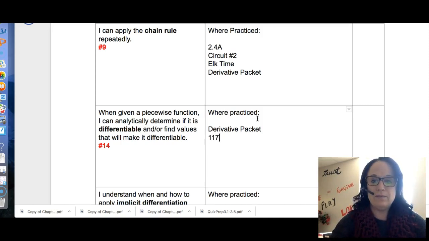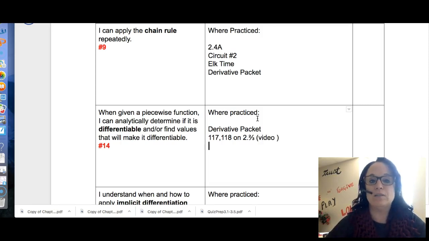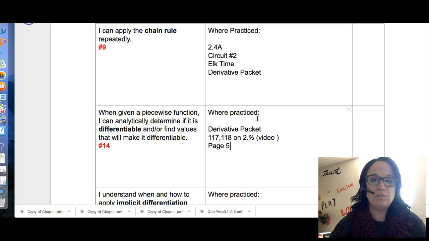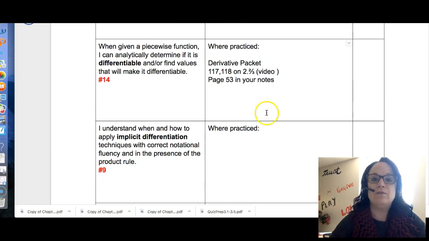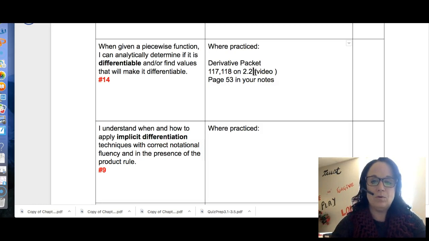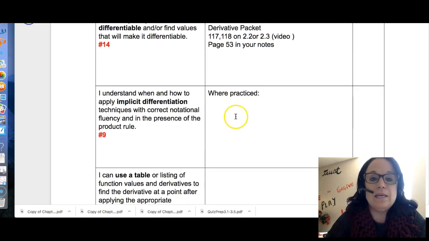There was a number 117 and number 118 on 2.2 or 2.3. I can't remember. But there's a video in Schoology of those two, so you might want to go watch that video if you just copied those two out of the back of the book. Also, page 53 in your notes, we did 2 of them. So you might want to go take a look at if you know how to do that. It was either 2.2 or 2.3. I can't remember off the top of my head, but in Schoology it'll say number 117 and 118, so you'll be fine.